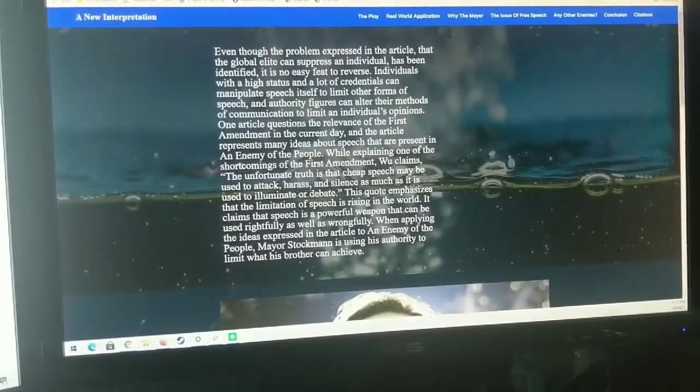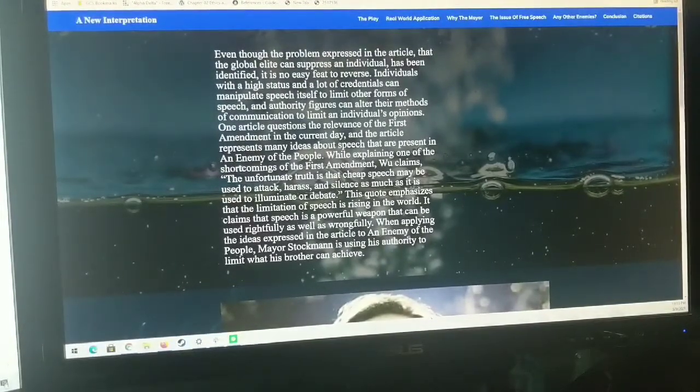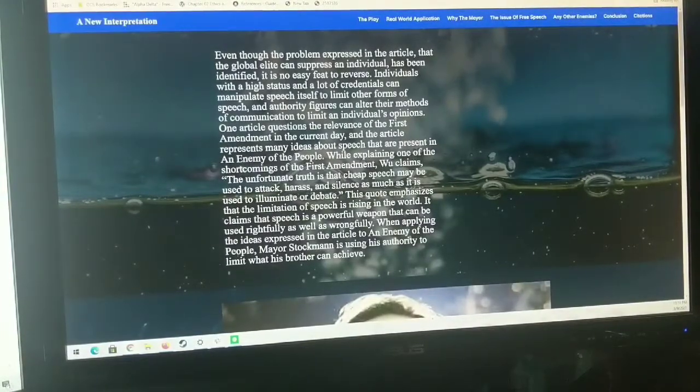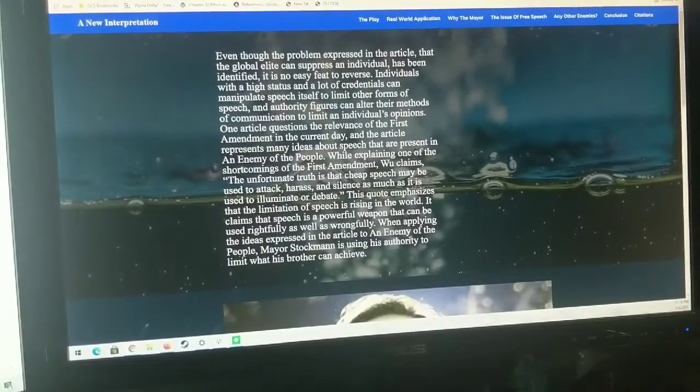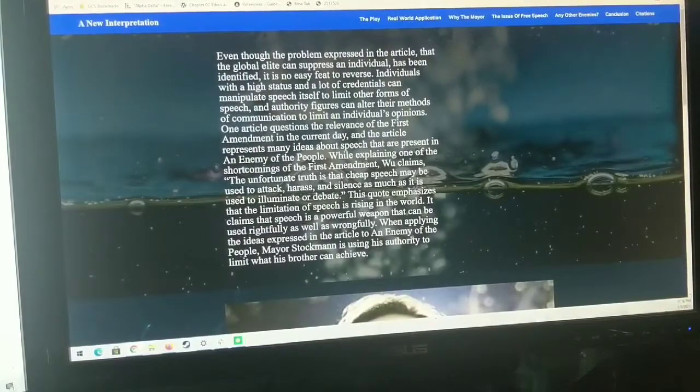While explaining one of the shortcomings of the First Amendment, Wu claims, "The unfortunate truth is that cheap speech may be used to attack, harass, and silence as much as it is to illuminate or debate." The quote emphasizes that limitation of speech is rising in the world. It claims that speech is a powerful weapon that can be used rightfully as well as wrongfully. When applying the ideas expressed in the article to An Enemy of the People, Mayor Stockman is using his authority to limit what his brother can achieve.